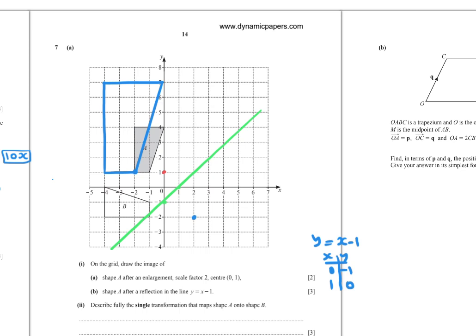The same. This point, if we drop a perpendicular to the mirror line, is 2 diagonals and a half away. So its image will be 2 diagonals and a half on the other side. So this is the image. And the same for this point: if you drop a perpendicular to the mirror line, it is 2 diagonals above the mirror line, so the image is 2 diagonals below the mirror line.